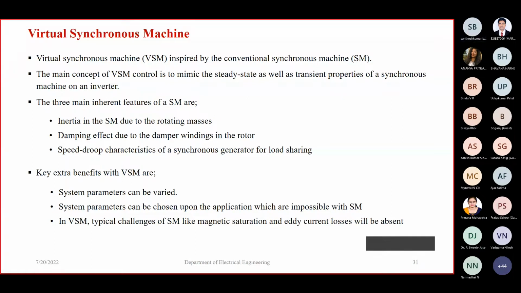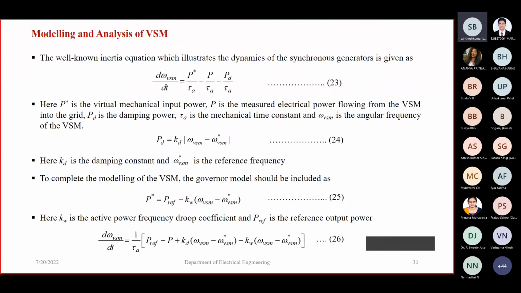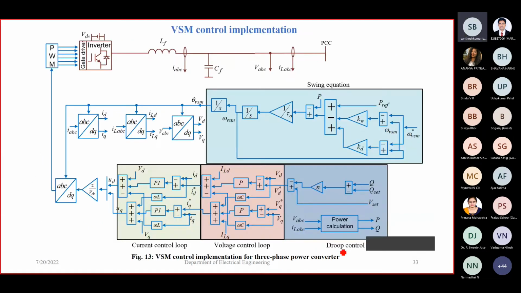Similarly, the virtual synchronous machine is also inspired by the conventional synchronous machine. From this slide, you can understand the inherent features and extra features. And this is the modeling of the VSM. You just see this swing equation. From this, equation 26 is the control law here. So from equation 26, we can develop the simulation model.